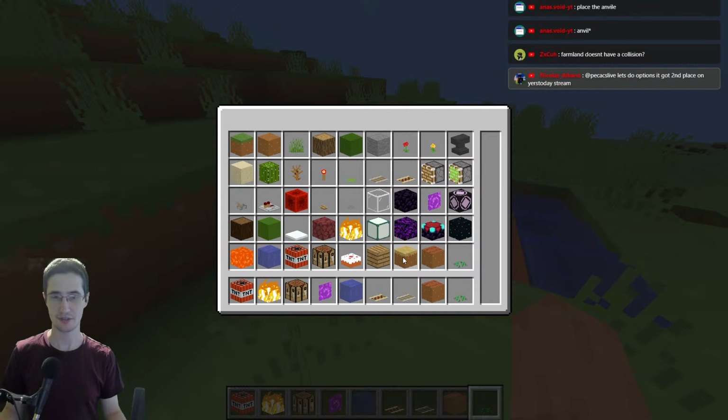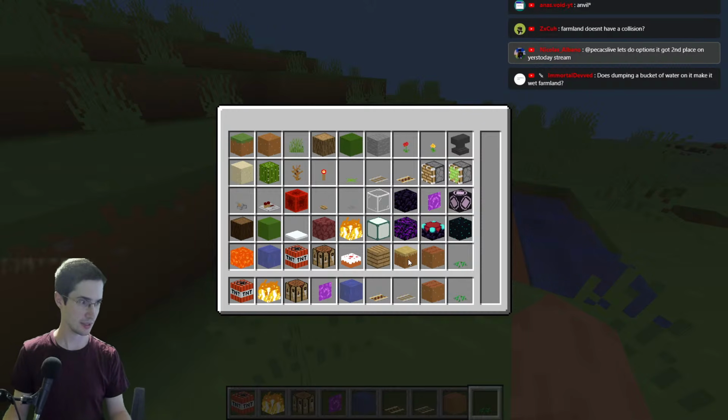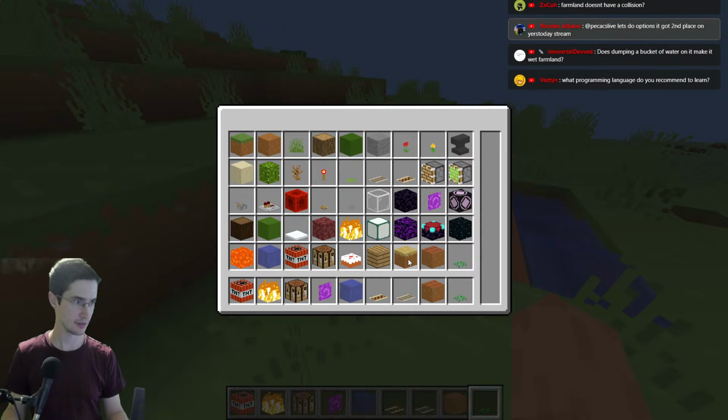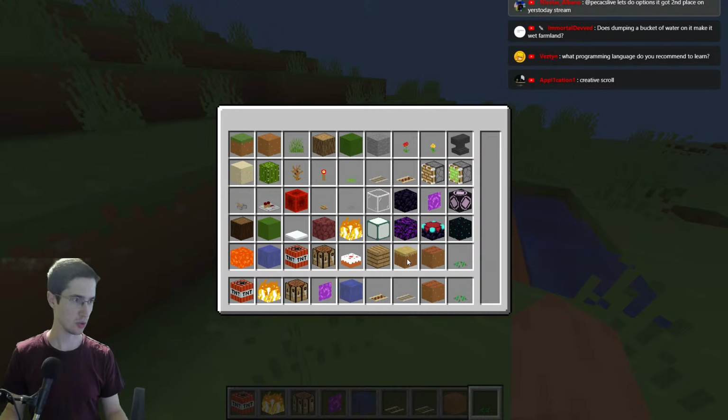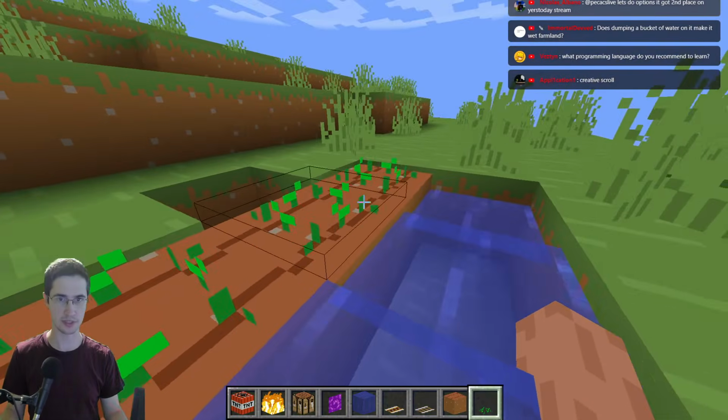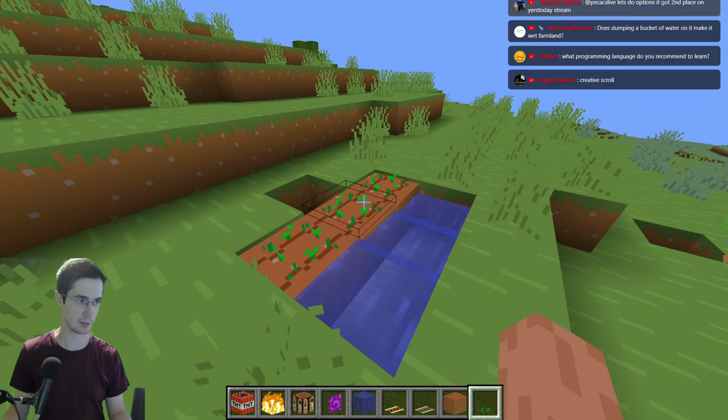Anything else, chat? I don't think there's anything else. No, if we put water on top of it, it doesn't instantly become wet farmland.